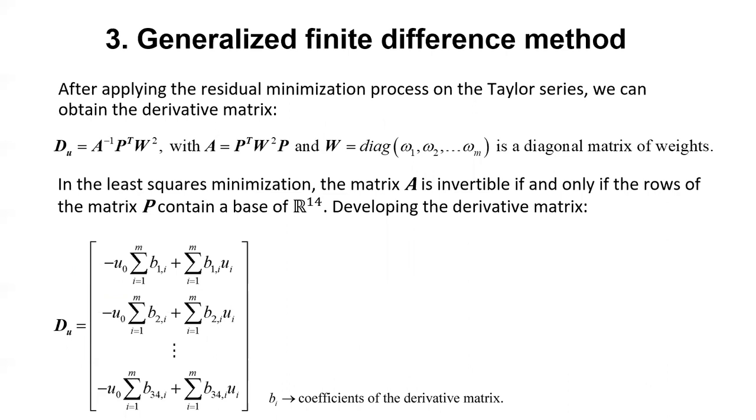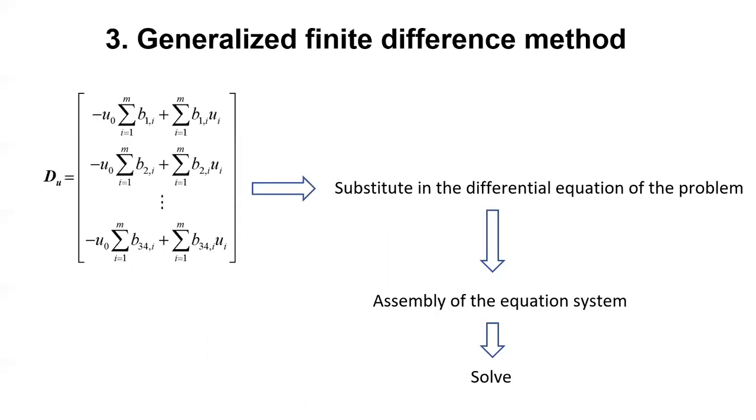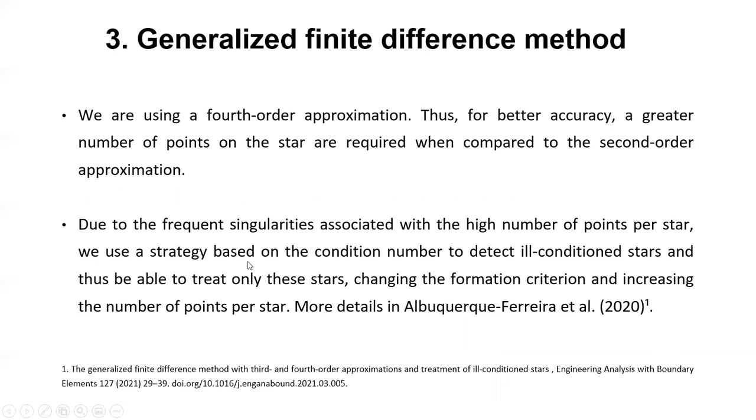After applying the residual minimization process on the Taylor series, we can obtain the derivative matrix. The matrix explicit form is shown here, where the coefficients are obtained in the calculation of the matrix A. The process is ended when we substitute the derivative matrix in the differential equation. This is done for each point of the domain. We are using a fourth order approximation.